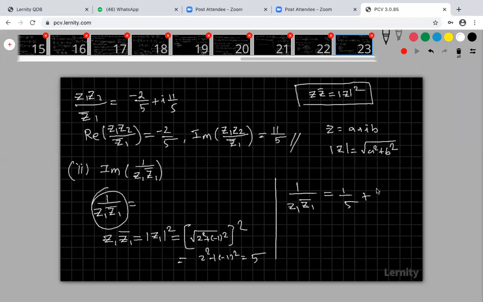What about my imaginary part? My imaginary part is 0. So therefore my real part of 1 by Z1 into Z1 bar is equal to 1 by 5. My imaginary part of 1 by Z1 into Z1 bar is equal to 0. But in this question they are asking the imaginary part only, they are not asking the real part. I am just telling: if the question asks for the real part also, you have to answer for that.